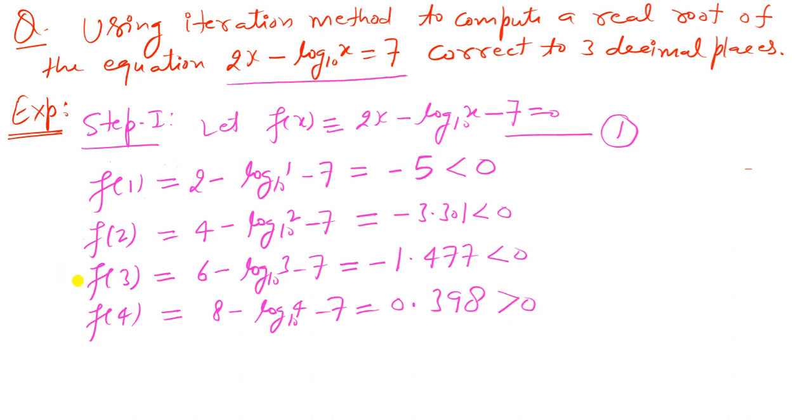That is, when we put x = 3 in equation 1, the functional value is negative, and when we put x = 4 in equation 1, the functional value is positive. So here we obtain opposite sign functional values. Therefore f(3) times f(4) is less than 0.